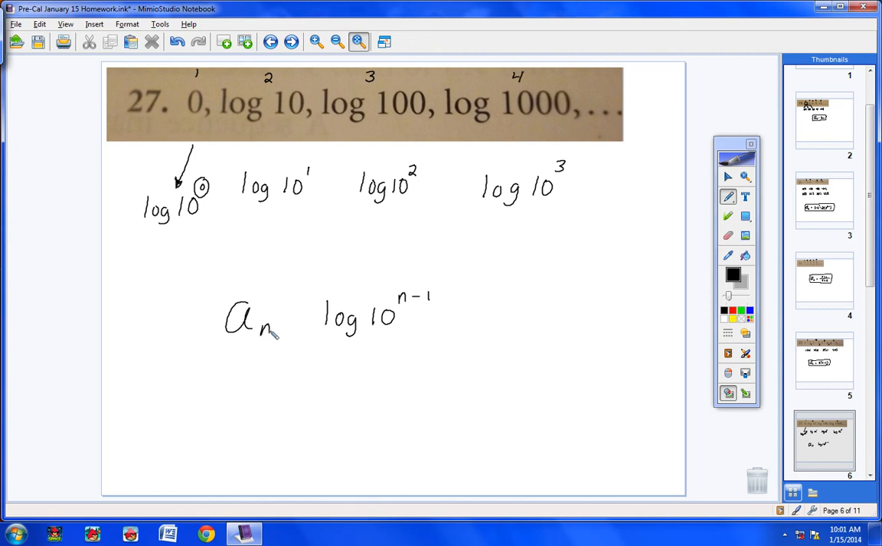A subscript n equals this right here. And test it and see. If you put a 1 in, you'll get log 10 to the 0 power. Put a 2 in, you'll get log 10 to the 1 power. Put a 3 in, you'll get log of 10 to the second power. Put a 4 in, you'll get log of 10 to the third power.